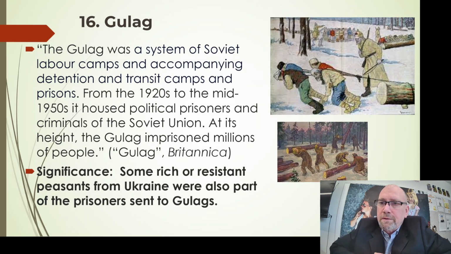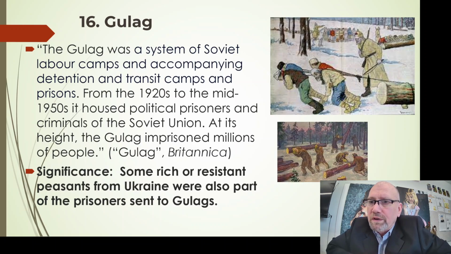And then the Gulag. The Gulag was a system of Soviet labor camps and accompanying detention and transit camps and prisons. From the 1920s to the mid-1950s, it housed political prisoners and criminals of the Soviet Union. At its height, the Gulag imprisoned millions of people.